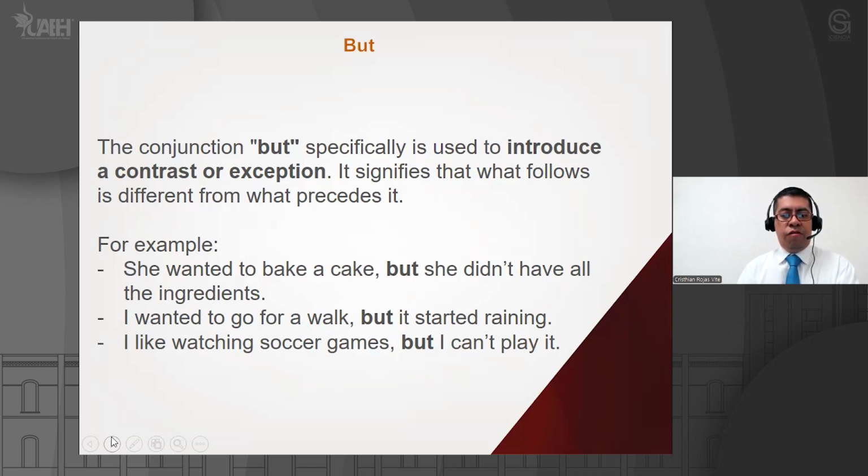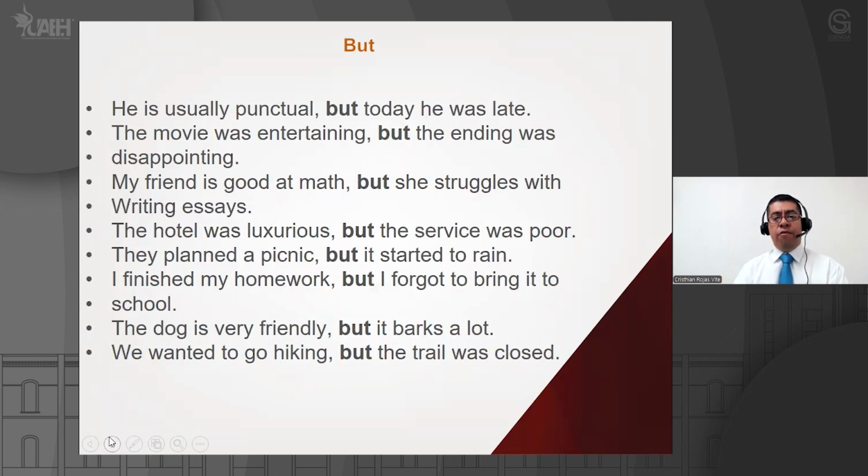In the example number 2, it says, I wanted to go for a walk, but it started raining. And number 3, I like watching soccer games, but I can play soccer. Okay. And right here in this slide, we have more examples about using but. For example, it says, he's usually punctual, but today he was late. The movie was entertaining, but the ending was disappointing. Number 3, my friend is good at math, but she struggles with writing essays.